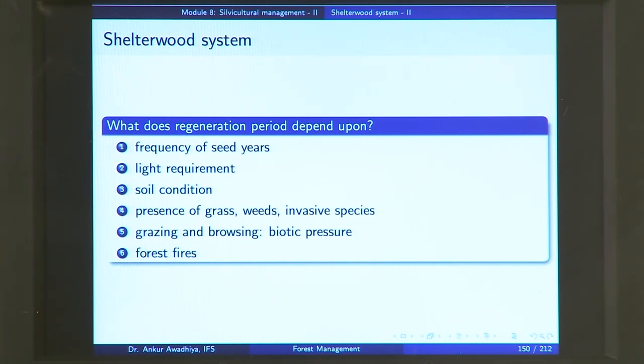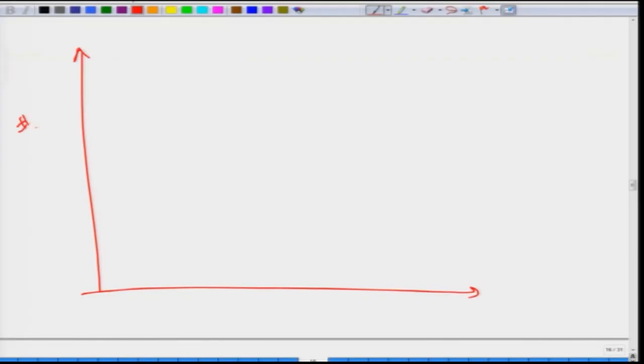Now, seed years, as we had seen earlier, if you have a species and you are plotting the number of seeds with time in years, then probably you have a species that is giving out a large number of seeds in this year, and then for the next 2 years it is not giving out a large number of seeds, then it is giving out another large quantity of seeds, then for another 2 years it does not give a large number of seeds and so on. So, in this case the seed year is coming as 1 in every 3 years.